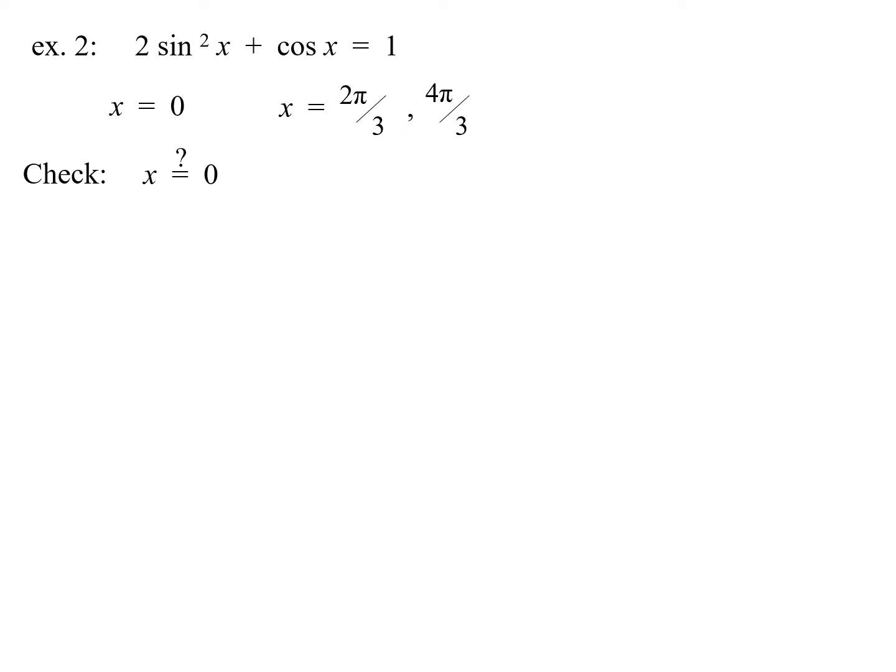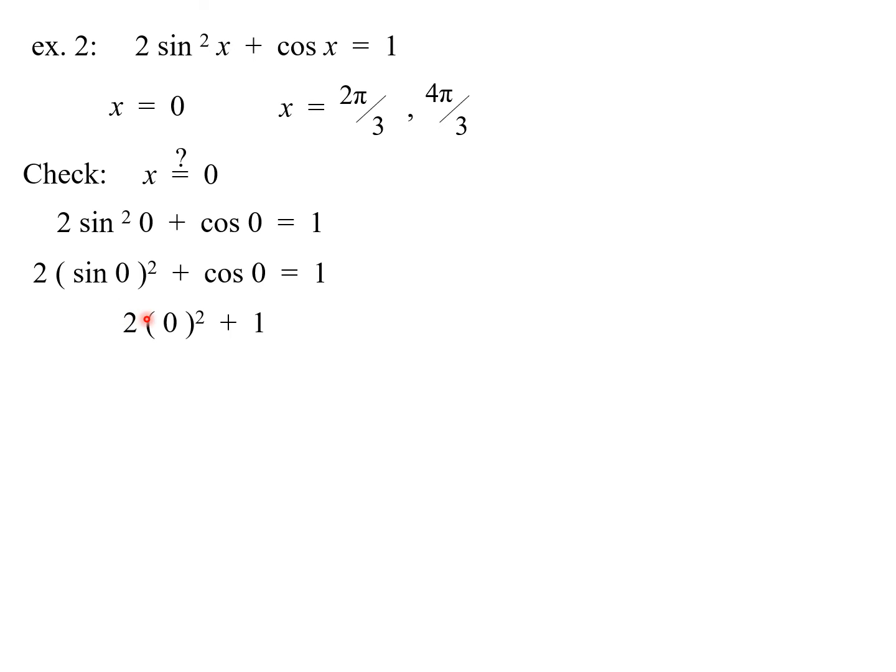All right, let's check this solution. Let's check x equals 0. I'm going to put in 0 for x and then evaluate this. Now note, the sine squared of 0 is really the sine of 0 squared. We have to remember that. The sine of 0 is 0, and the cosine of 0 is 1. And 0 squared is 0, times 2 is 0, plus 1 is indeed 1. So this solution checks out.